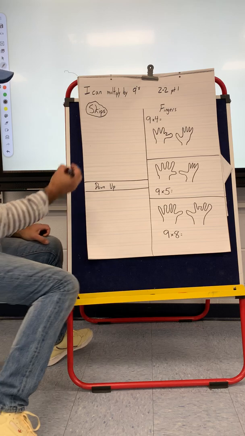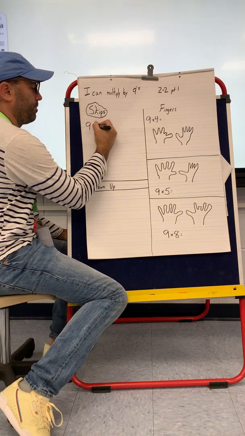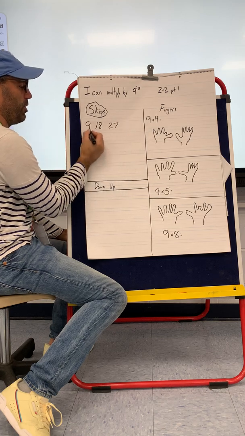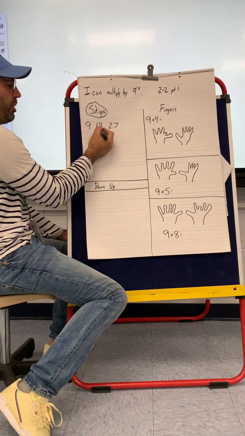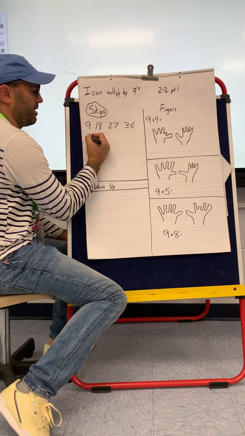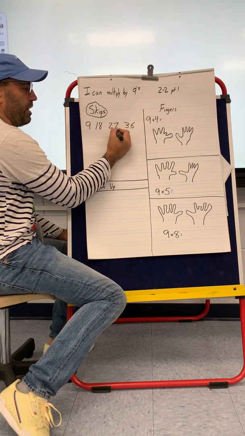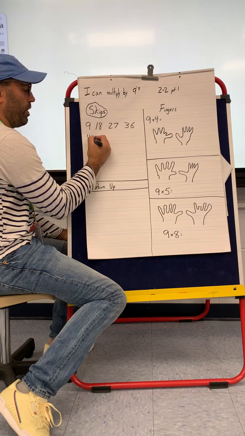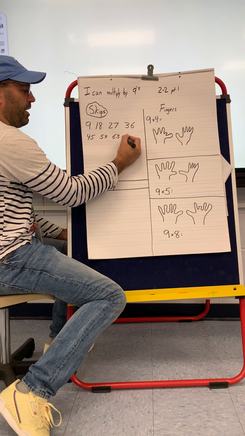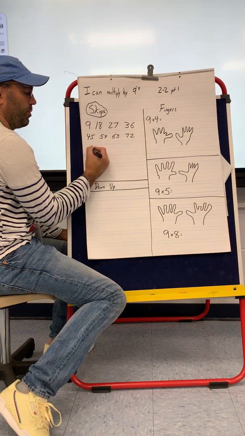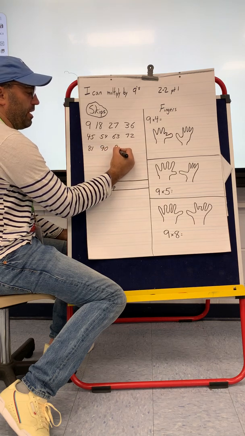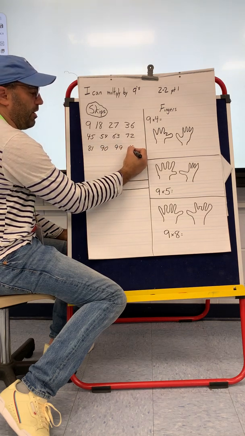They go like this: 9, 18, 27. I want you to notice a pattern. The ones are going to go down one, and the tens are going to go up one. 36, see how it's like 2, 3, but then 7, 6. 45, 54, 63, 72, 81, 90, and then 99, and 108.